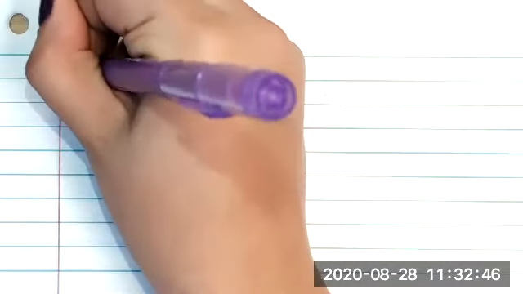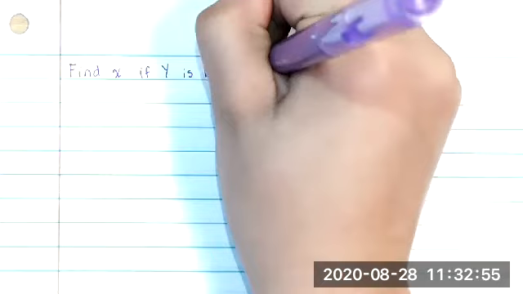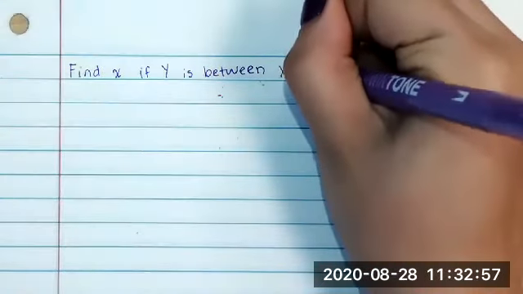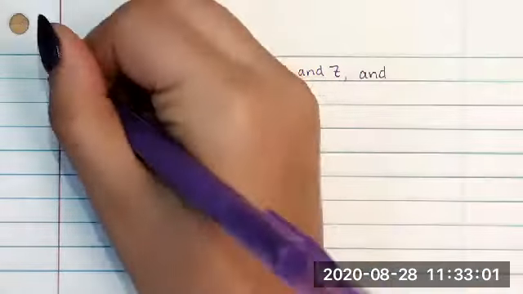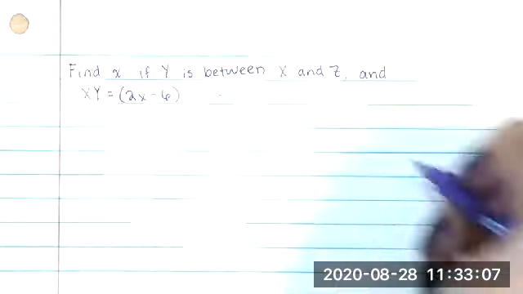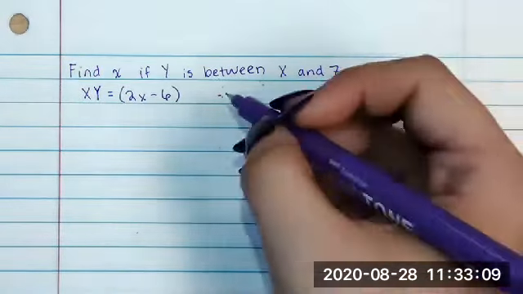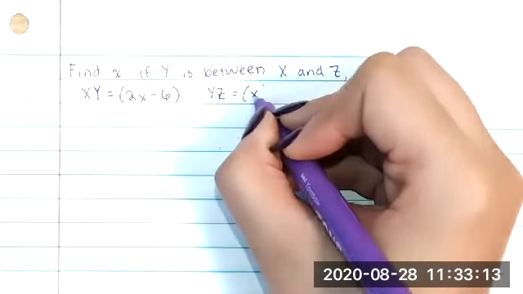All right, so the problem was similar to: find x if y is between x and z and the length of xy is 2x minus 6. The length of yz is x plus 7.